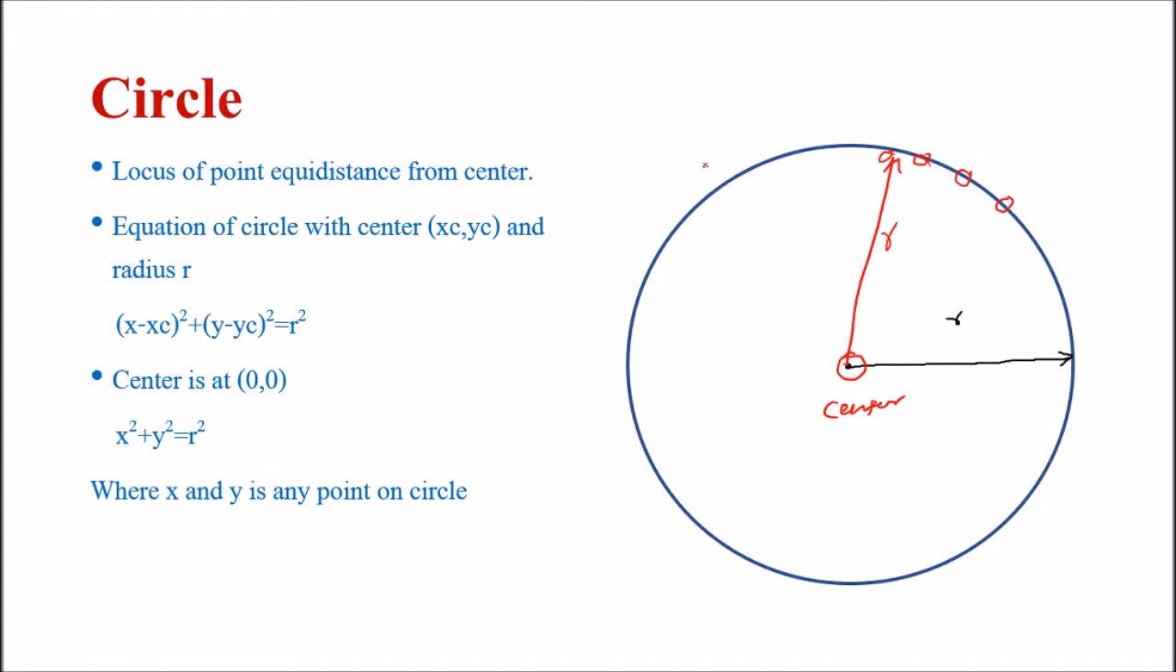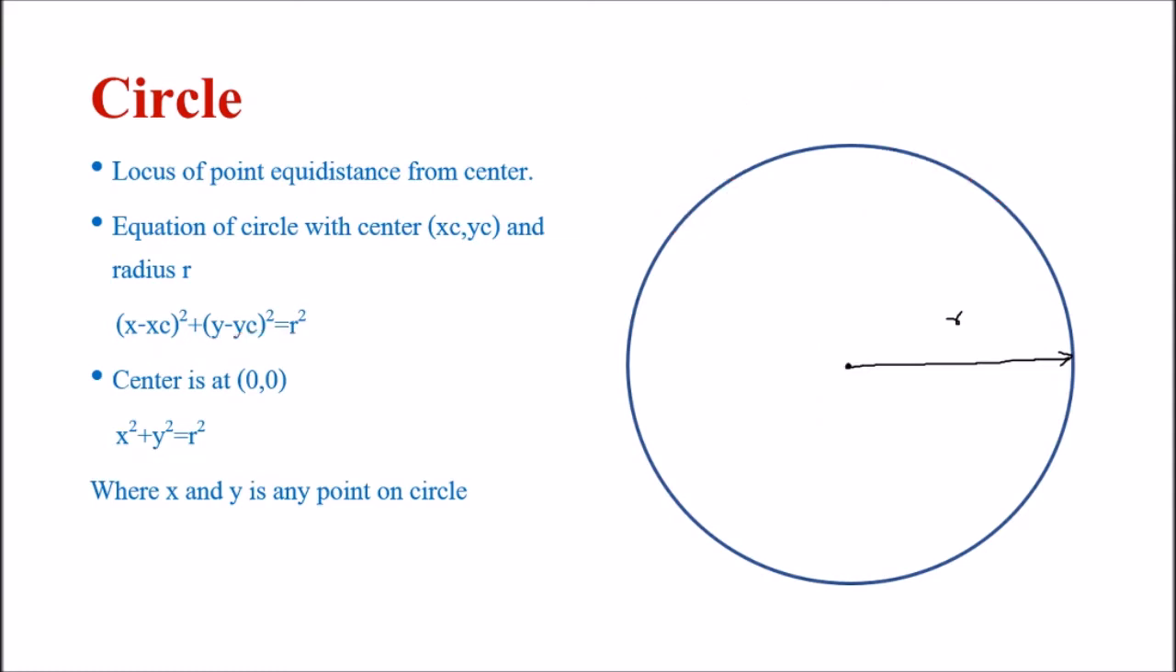Generally, if a circle is given with the center point xc comma yc, then the equation of circle is written as (x minus xc) square plus (y minus yc) square is equal to r square. But if the center is at 0 0, then our equation of circle is x square plus y square is equal to r square, where x and y are any point on the circle. So suppose this is a point x comma y and the radius is r, then the equation of circle is x square plus y square equal to r square if the center point is at 0 comma 0.